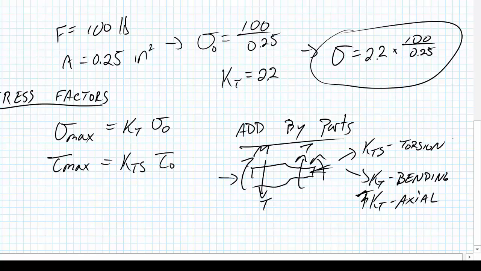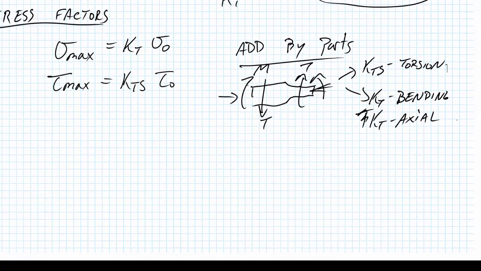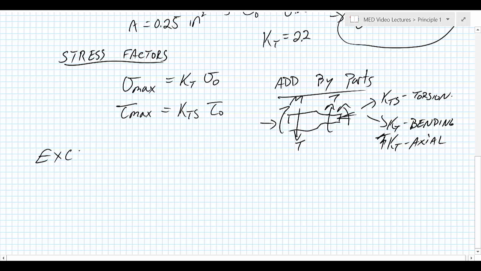So the torsion KTS gets multiplied times the shear stress that would be due to that torsion. The bending KT gets multiplied times the bending stress that would be normal to that bending. And the axial KT would be multiplied times the nominal stress that would be due to the direct axial. And then we could put all those things together and come up with what our actual stress values are. Now there's a few exceptions to this.